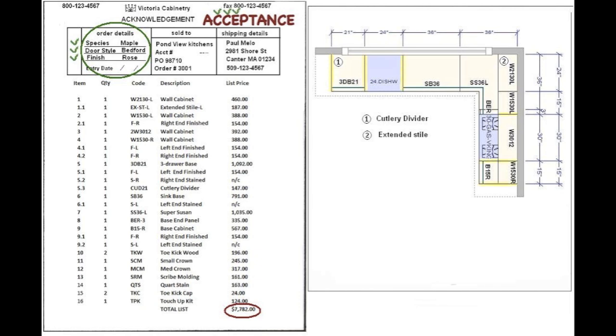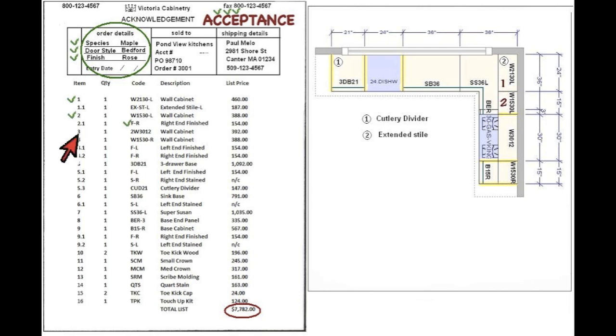Starting with the first item on the acknowledgement, write the line item number on the corresponding cabinet in the floor plan. Line item 1 is a W2130 hinge left. On the floor plan, we'd find the matching cabinet and write the number 1. Since the first item is now confirmed, place a check mark on the acknowledgement. Continuing to line item 2, our cabinet is a W1530 hinge left, finished right. Again, we find the matching cabinet on the floor plan and write the corresponding line item number. This time we also verify finished ends and place a check mark on the acknowledgement.